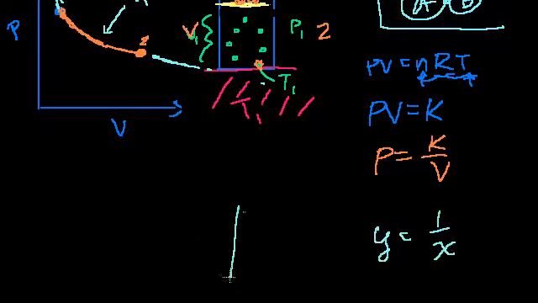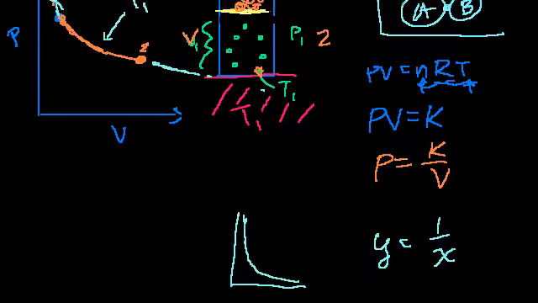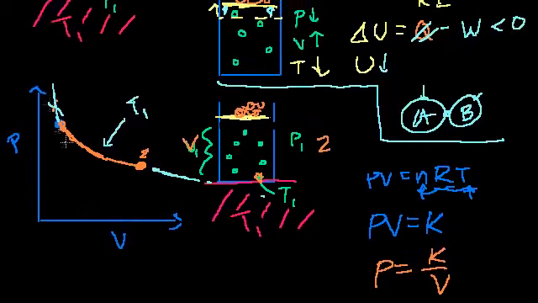If this is the y-axis, that's the x-axis. At least in this quadrant, it looks like this. It also looks like that in the third quadrant, but we won't worry about that too much. So whenever you hold temperature constant, you're on some rectangular hyperbola like this, like an isotherm.